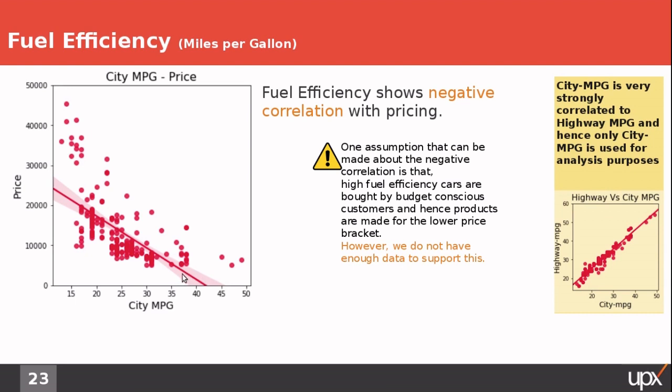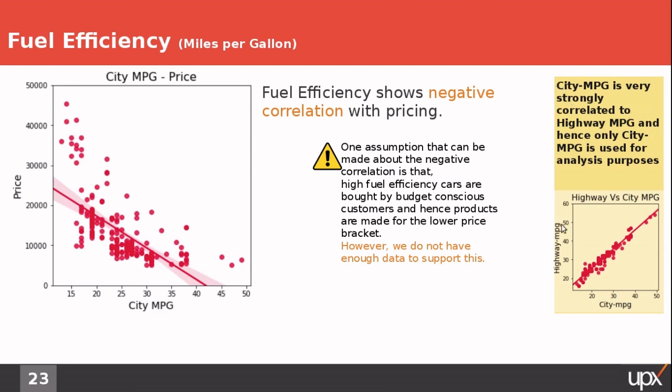One assumption is that most fuel efficient cars are sought by budget conscious consumers, and companies make products in lower price bands to cater to that category. The other assumption that we can make is, as the prices go up, the size of the vehicle goes up, their power goes up, and hence their fuel consumption goes up. So all these are informed assumptions or guesses that we take on the data. The data doesn't support any of this, but that's left to us to make our own interpretations.